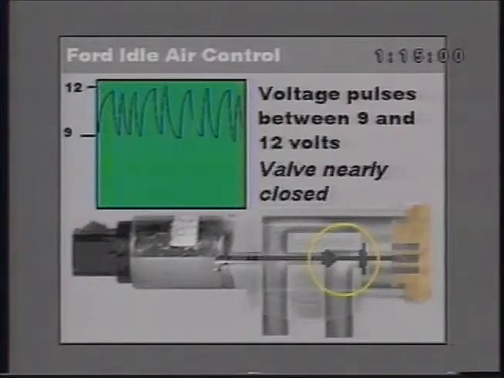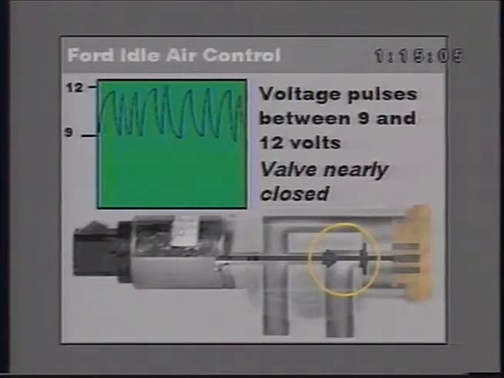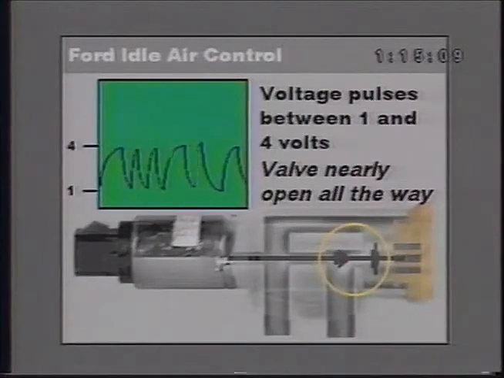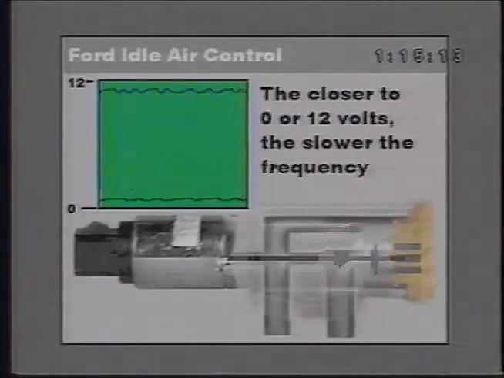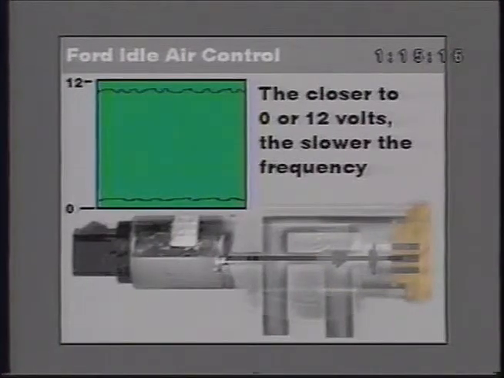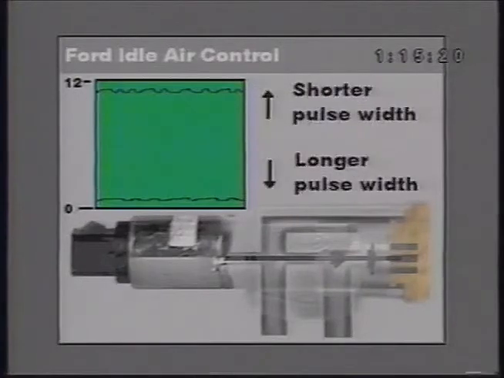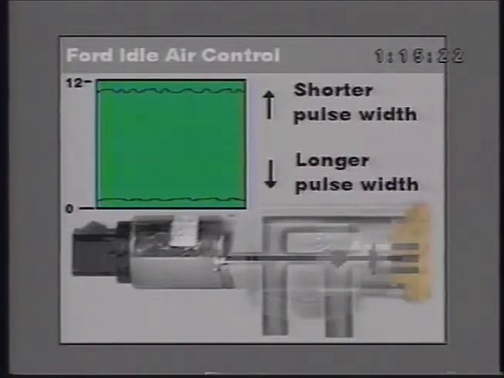If the voltage pulses between 9 and 12 volts, the valve is nearly closed. If the voltage pulses between 1 and 4 volts, the valve is open nearly all the way. In addition, the closer the voltage level is to 0 or 12 volts, the slower the frequency. At higher voltage levels, pulse width will be shorter. At lower voltage levels, pulse width will be longer.